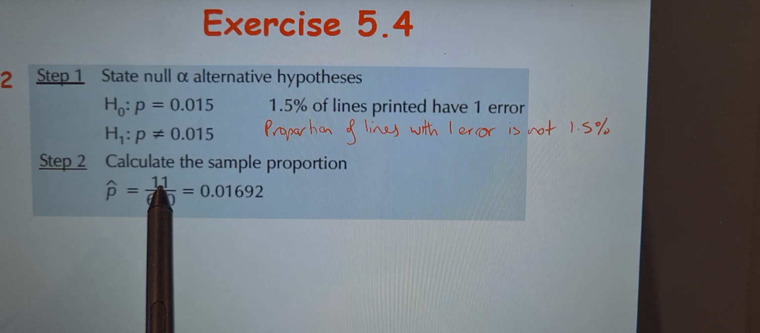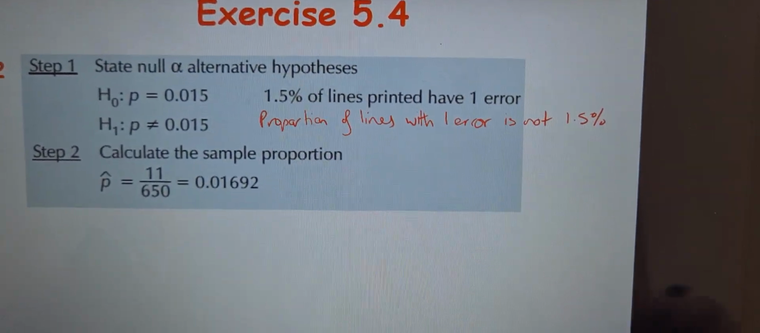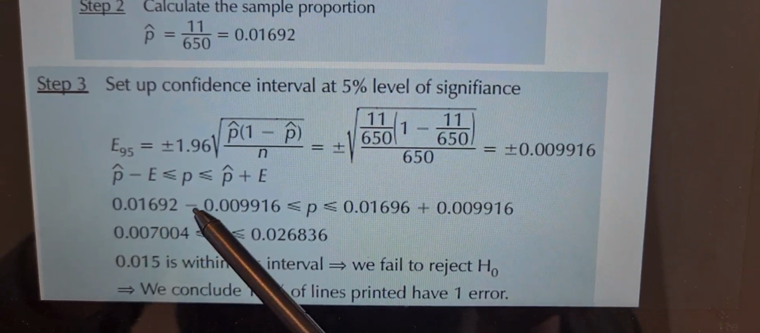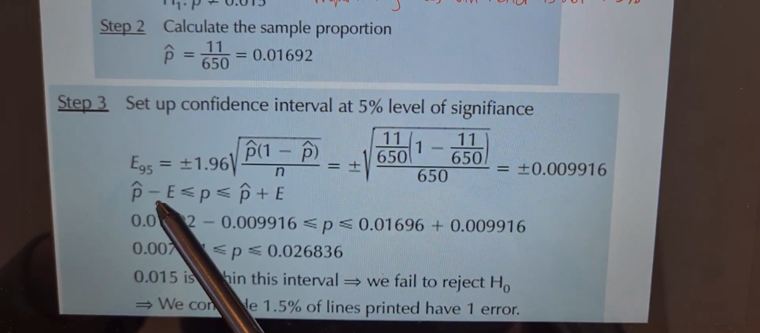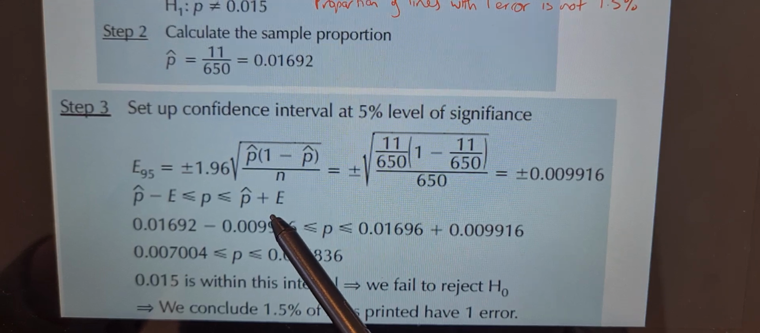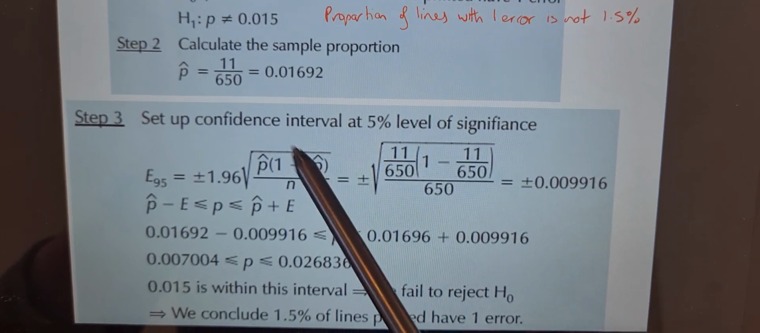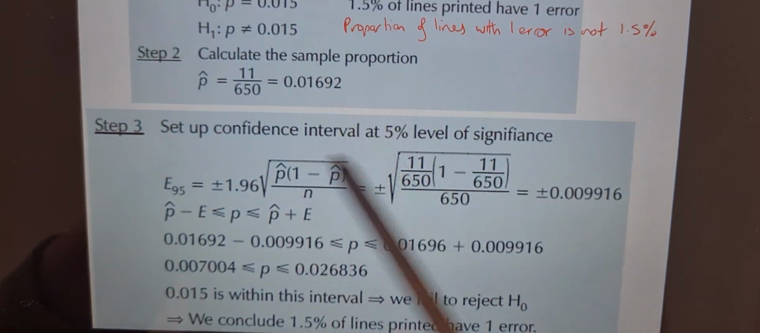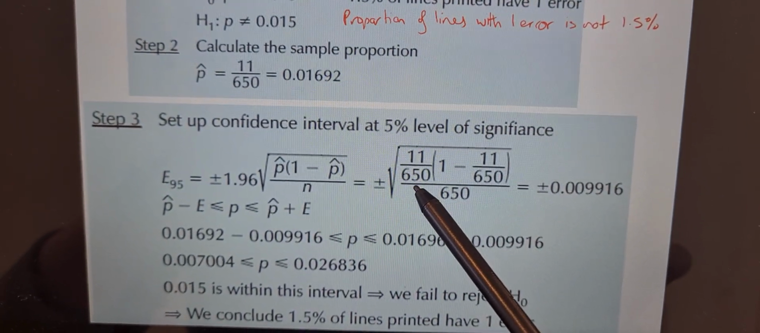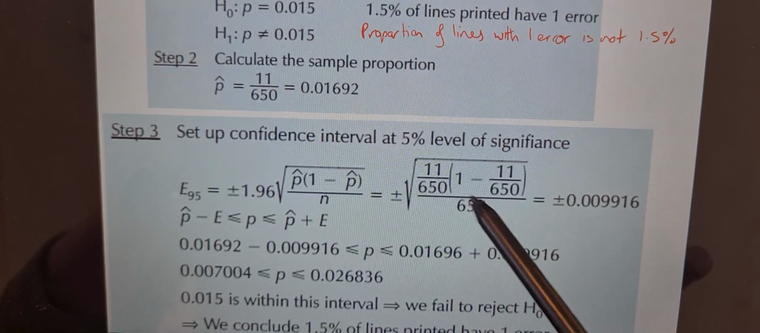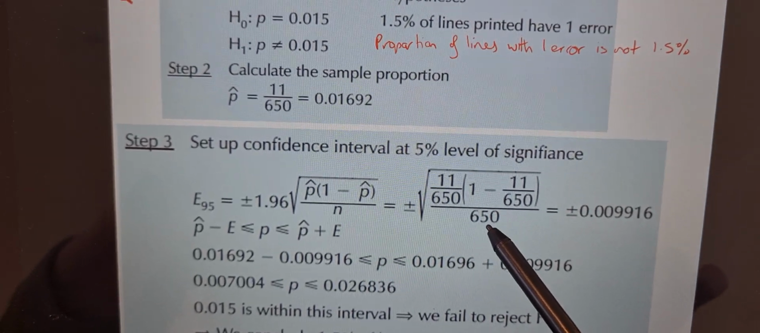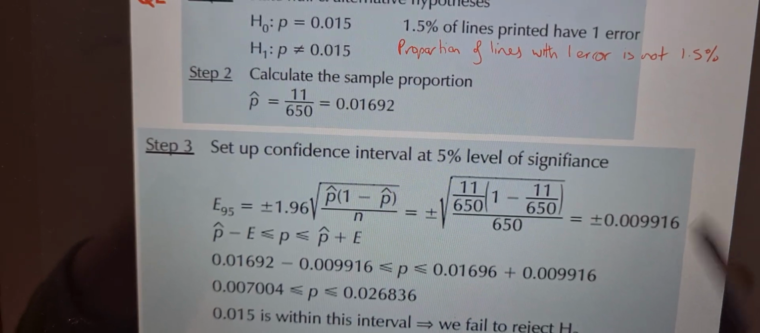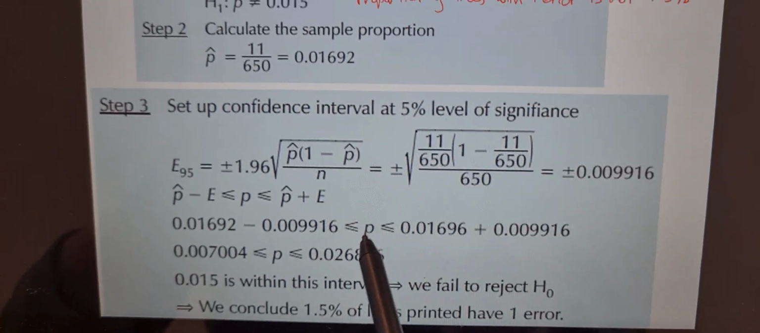Okay, so p hat is 11 over 650, or you can write it as its decimal equivalent. We set up the confidence interval, so the true proportion p lies between the lower interval of p hat minus the margin of error and the upper interval of p hat plus the margin of error. So here's a separate calculation for the margin of error: 1.96 for a 95% confidence interval, by the square root of p hat, which was 11 over 650, by 1 minus p hat, all over n, which is 650. And that works out to be 0.009916. That possibly goes on forever. Don't round up.